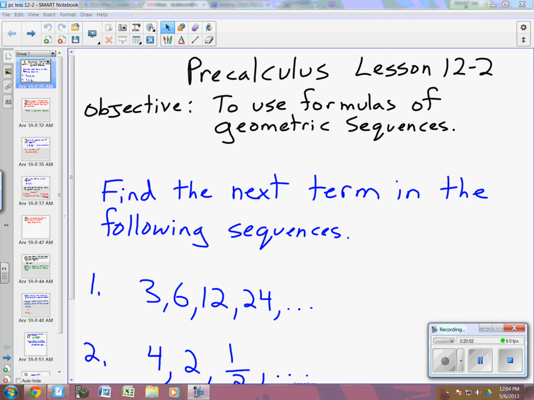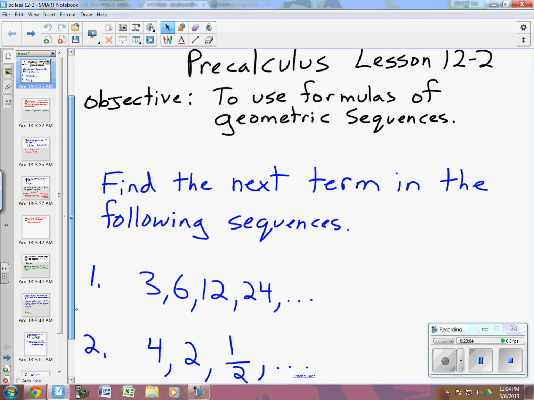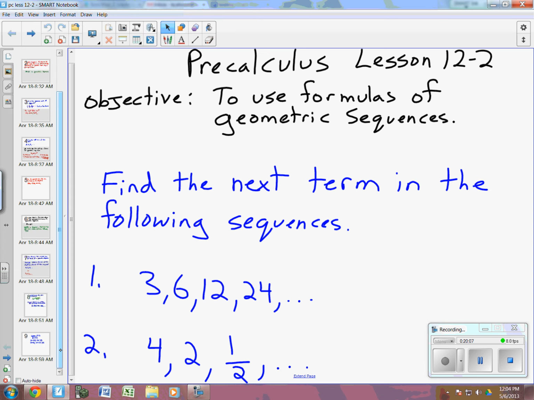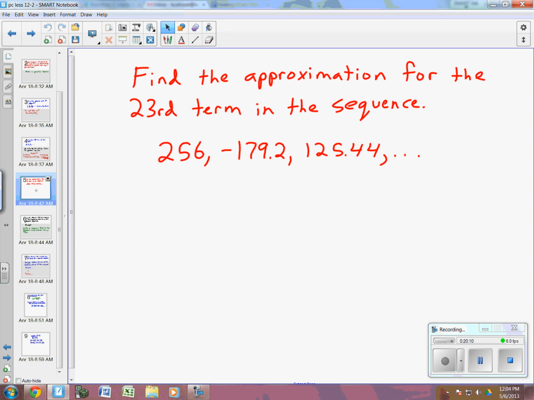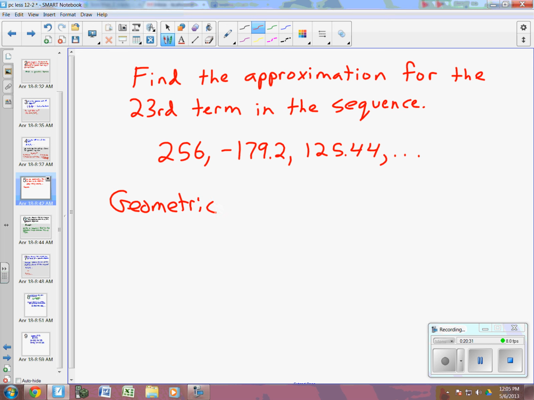Okay, we're going to finish lesson 12-3. We started on it the other day. Did we do this problem the other day in class? I think we did, didn't we? We did it, right? Yeah, find the approximation for the 23rd term in the sequence. Let's just do this problem just to kind of review what we were doing. Okay, you guys, we're talking about now a geometric sequence instead of an arithmetic sequence.